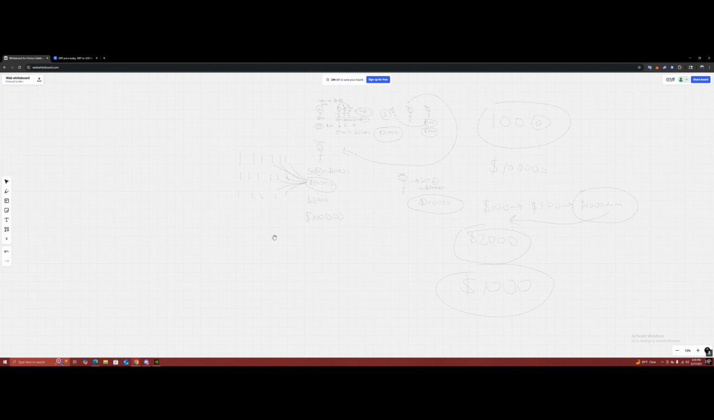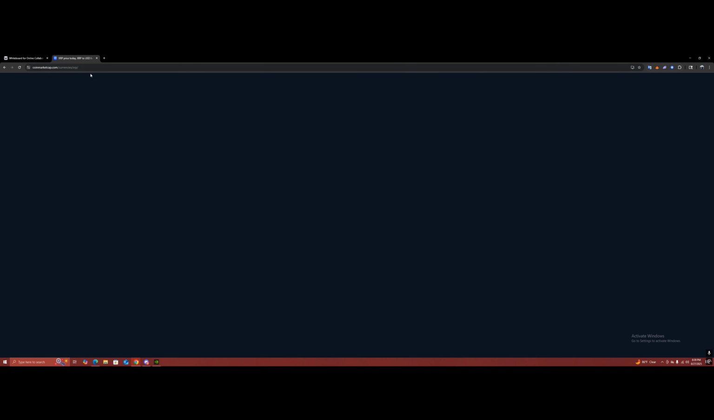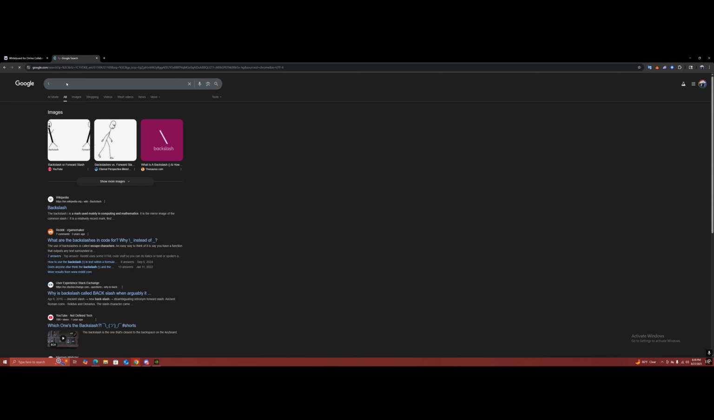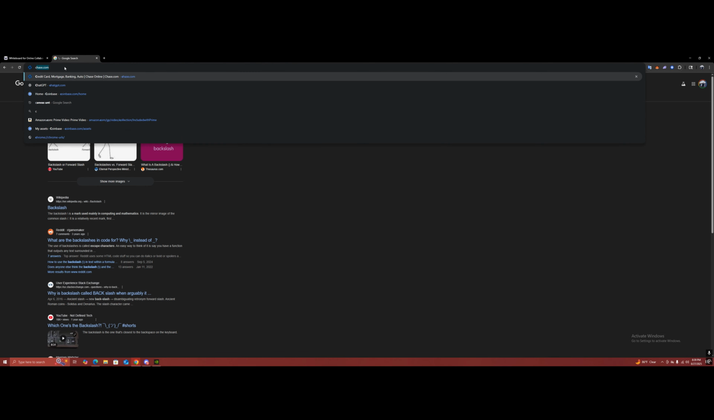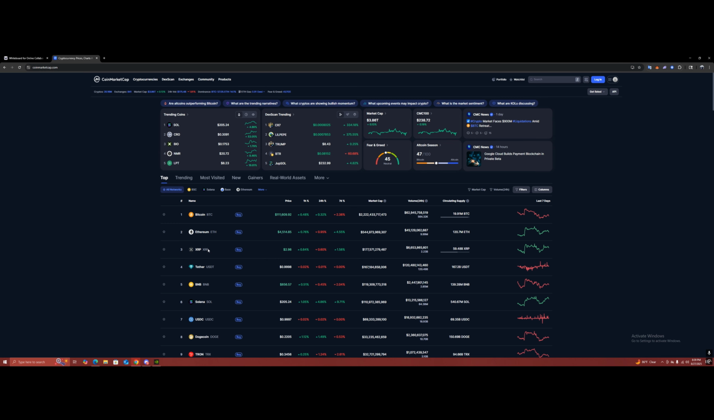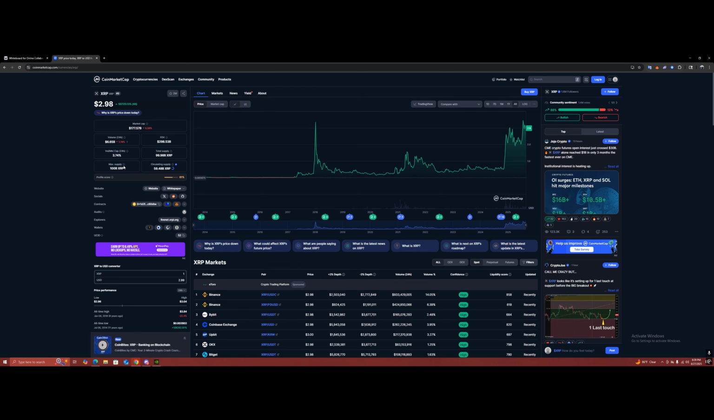Okay, I'm going to explain why all of this matters. I'm going to go a little bit to the right here. Let's take a look at XRP on CoinMarketCap. First of all, the maximum supply is 100 billion XRP. The circulating supply is 60 billion XRP. So the owners have 40% of the supply in reserve.